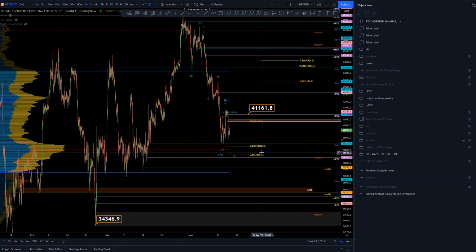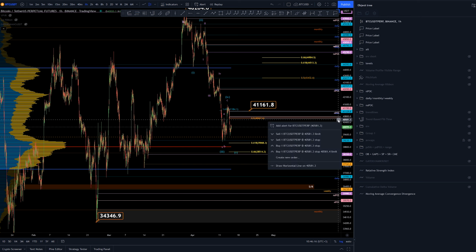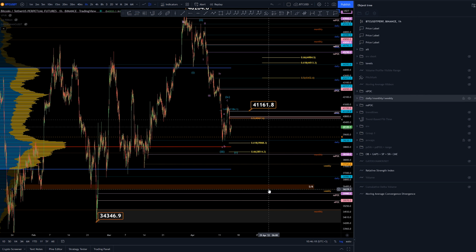So this 0.618 or golden pocket below us, and these couple of different ones just above us, again some likely places where price might be heading to and bouncing off from. But yeah, I think that's all I want to share with you about Bitcoin today.